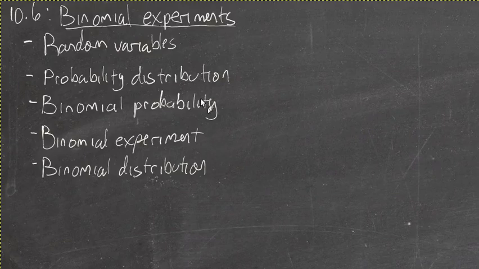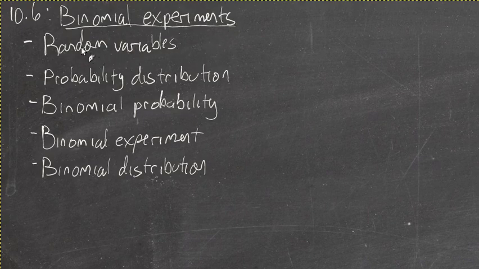All right, 10.6 here. I've renamed it Binomial Experiments. The book calls it something else, but this is what it boils down to. This is what we want to talk about and be fluent in: binomial experiments. What's the probability that such and such will happen in a binomial experiment?